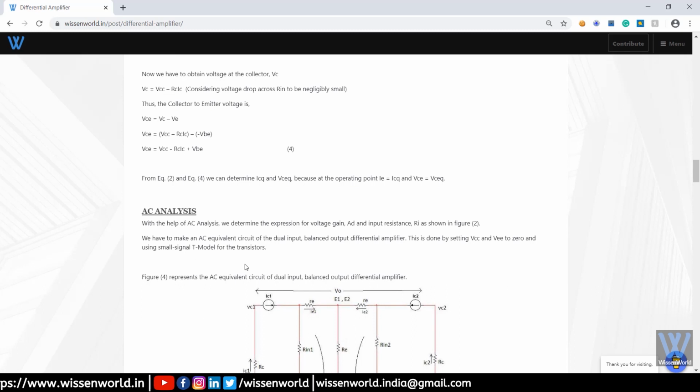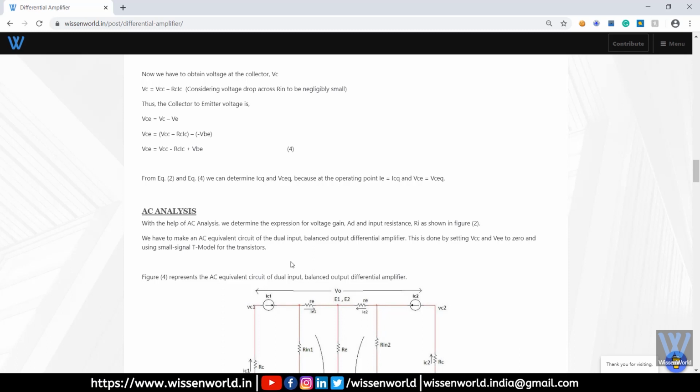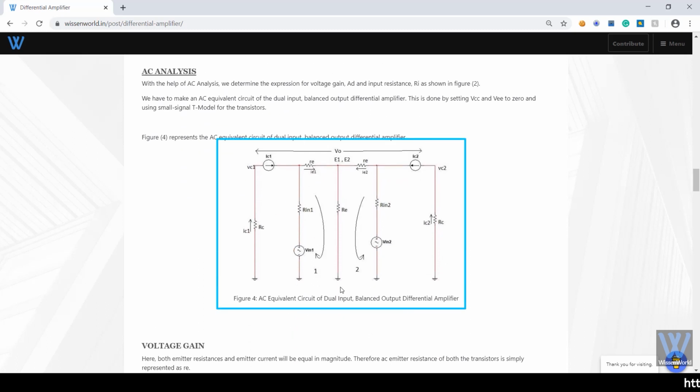Now in AC analysis, what we do is we find the voltage gain and input resistance of the circuit. Just like we did in DC analysis, we made an equivalent circuit, we also need an equivalent circuit for AC analysis, and we will call it the AC equivalent circuit. To make this circuit, we reduce VCC and VEE to 0, and we use a small signal T model for the transistors. So you can see this figure here. This is the equivalent circuit.